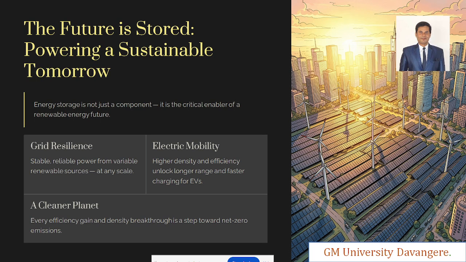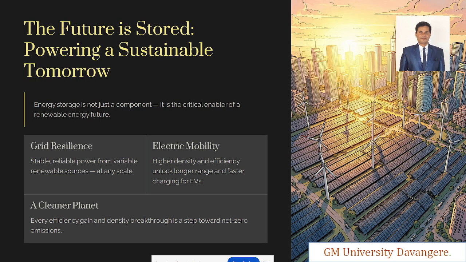And when we talk about electrical mobility, right? When you have storage, we have lithium-ion batteries where you are going to store your energy. We have to think about the energy density. We have to think about the efficiency. We have to think about the power density also, right? When you look at electrical mobility in the future, higher density and efficiency will matter a lot, especially in the EV, where we must have longer range and faster charging.